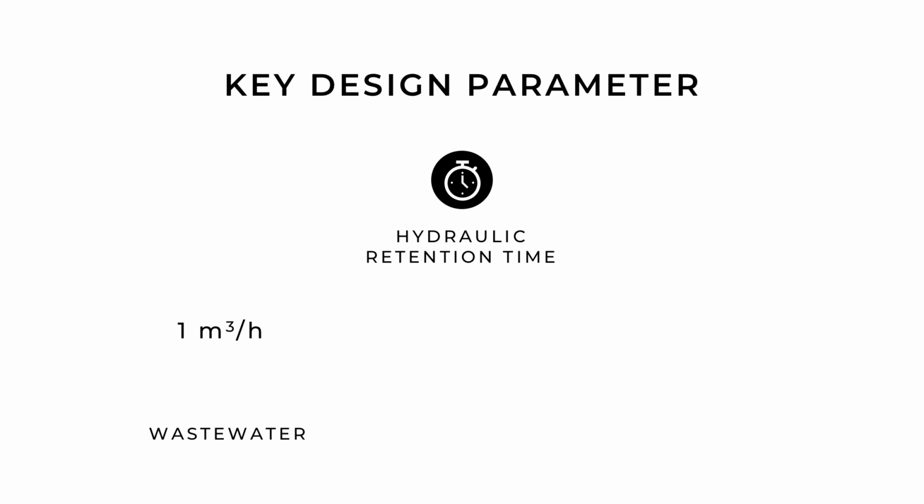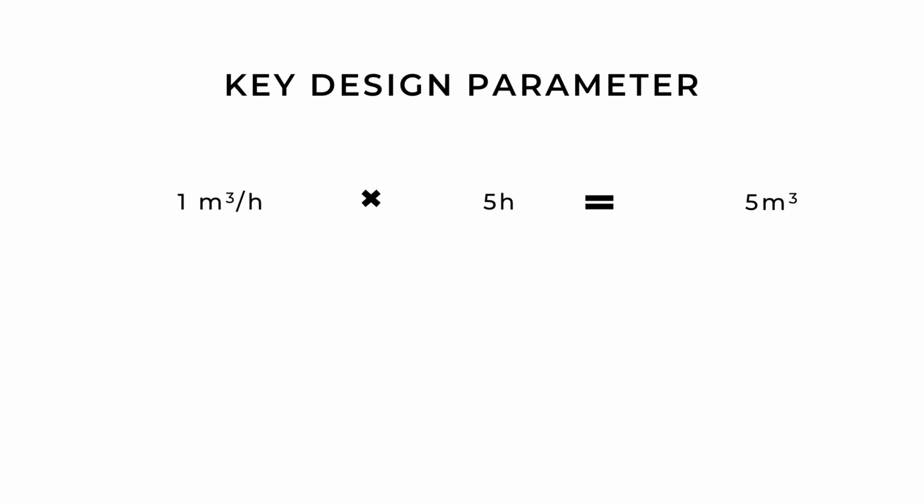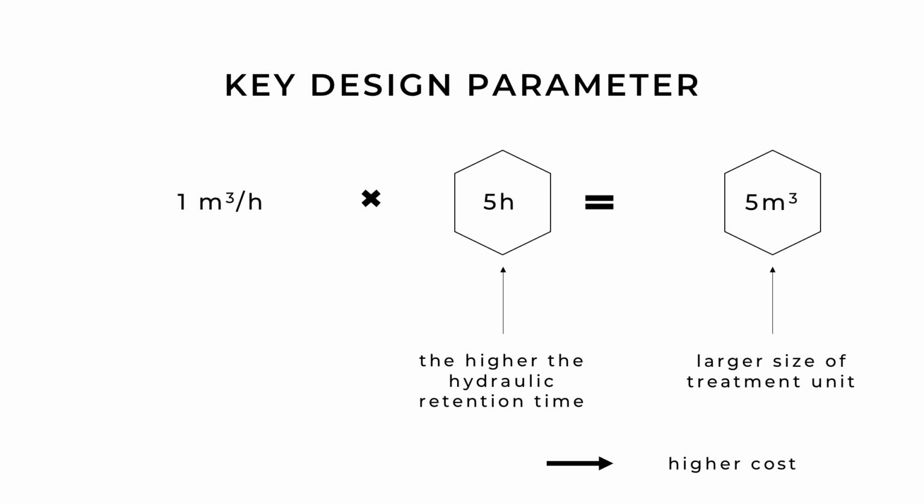Let's imagine that you need to treat 1 cubic meter of wastewater per hour and that the hydraulic retention time is 5 hours. This means that the wastewater needs to spend 5 hours in that unit in order to achieve the optimal conditions for the microorganisms to do their job. This means that the treatment unit should have a volume of 5 cubic meters. The important thing for you to keep in mind is the longer the required hydraulic retention time, the larger the size of the unit you need to construct, which also means higher cost.